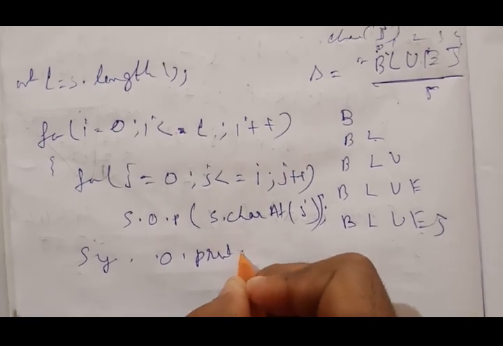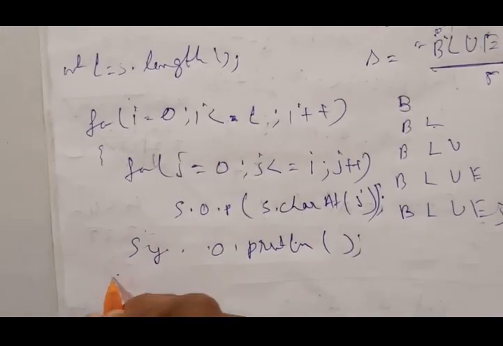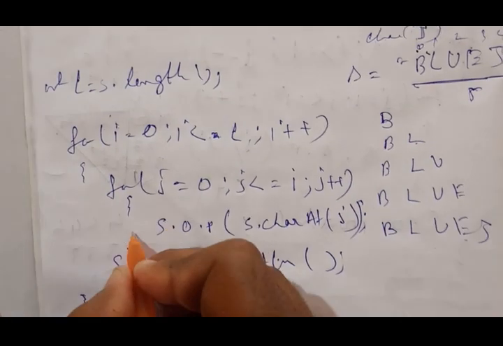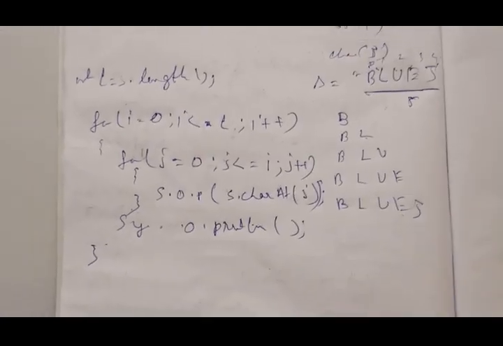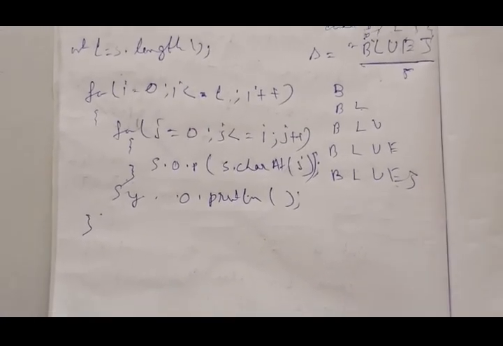System.out.print, then println for the next line, this one closes, and this for closes. Okay, I hope you understand why I'm writing this.